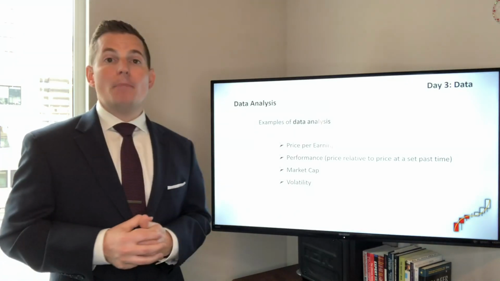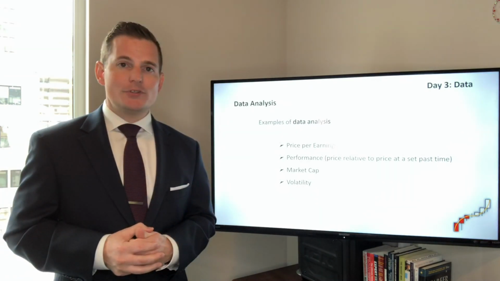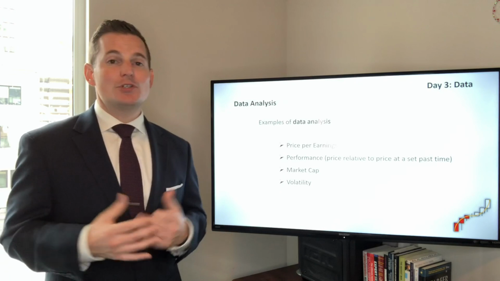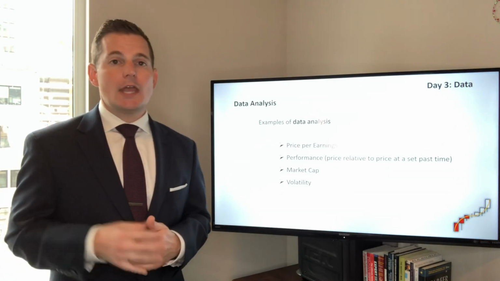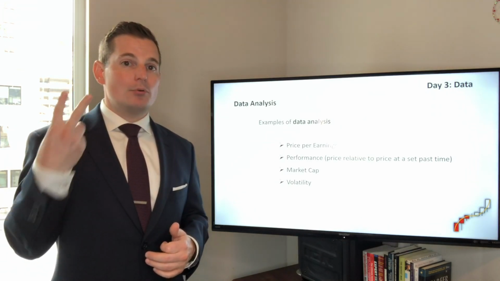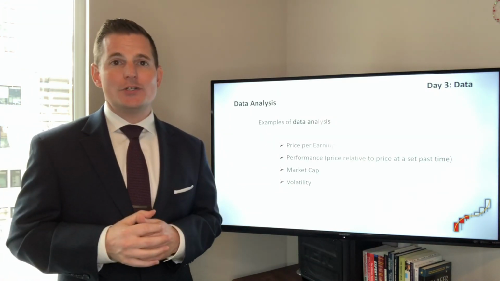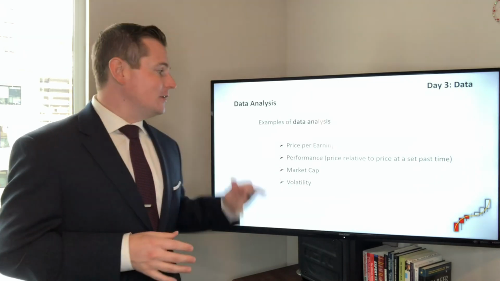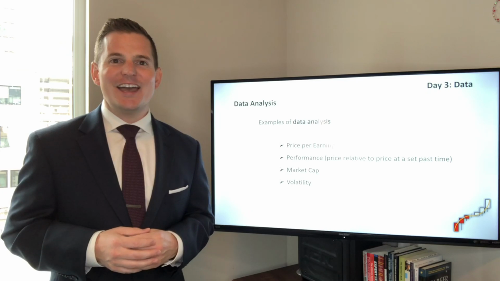And next is market capitalization. I'm going to break down what market capitalization is in the following slides, but just know it's derived from two other numbers, the outstanding shares and the price, okay? And lastly is volatility, which is a little more complex than all the other ones, but we're going to try and cover that as well, okay?